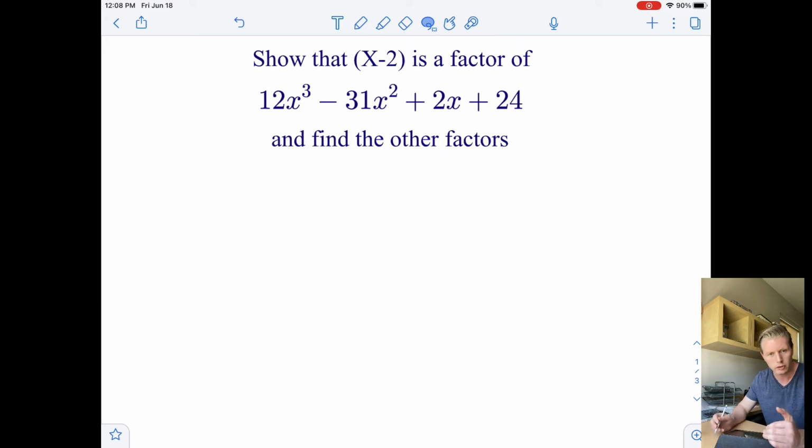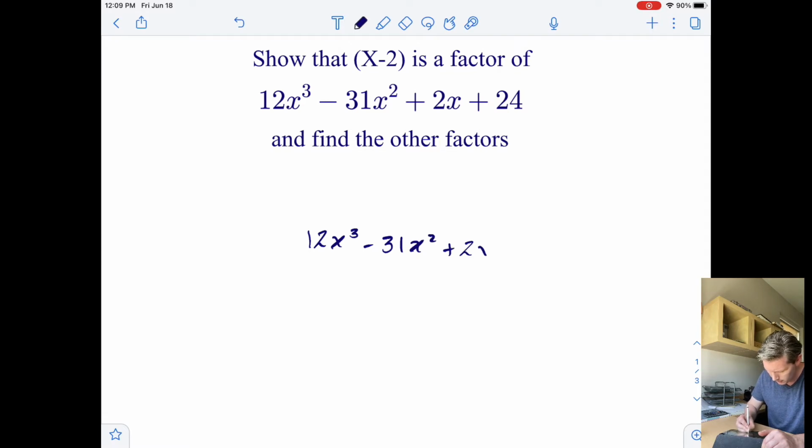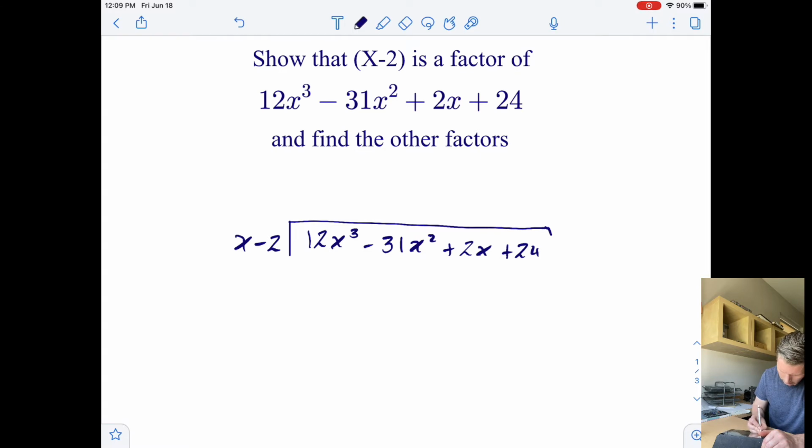And then I'm also going to show you how we can use these factors to find the roots. All right, so to start, I have 12x cubed minus 31x squared plus 2x plus 24. And I'm going to divide, using polynomial long division, x minus 2 into that polynomial.